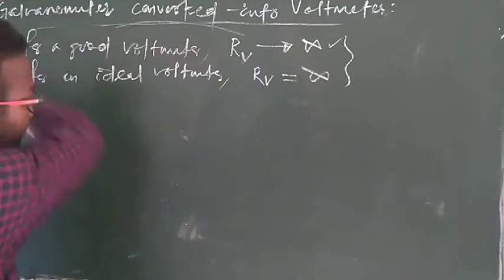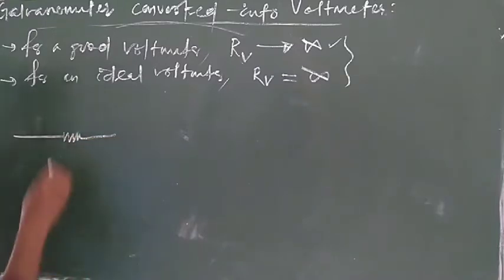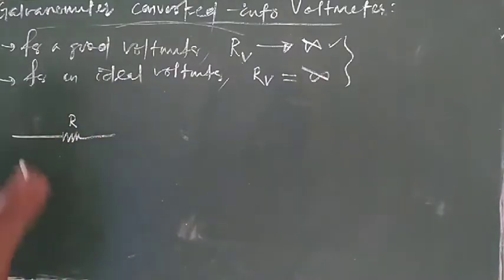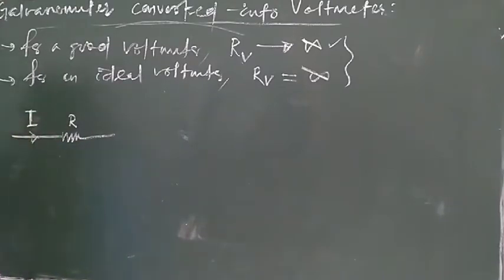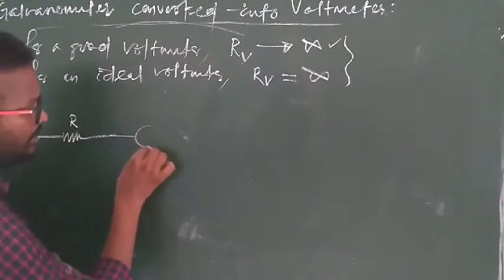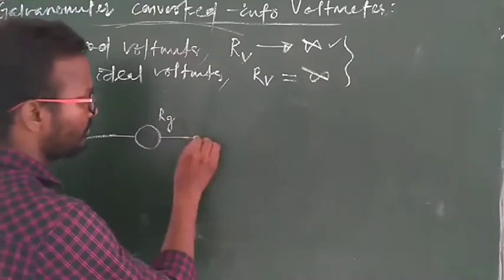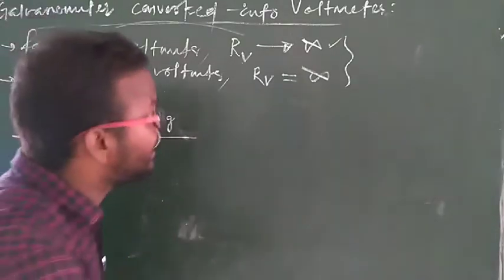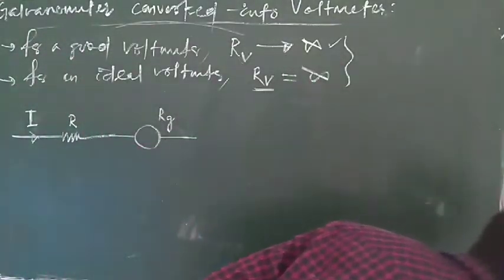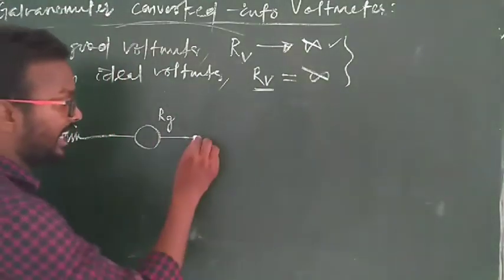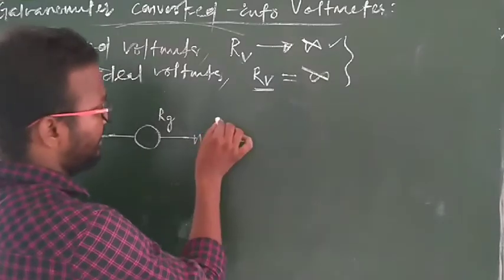So here we have to draw a circuit diagram. Suppose this is the resistor R, the external resistor, and the current flowing through the circuit is I. Clear? And there is a galvanometer whose resistance is Rg. Now we have to increase the resistance of the voltmeter. So here we have to use a high resistance, which you can write as S.